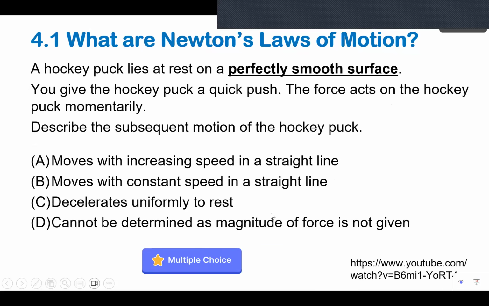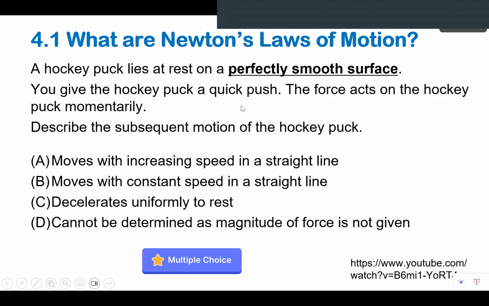Next question. A hockey puck lies at rest on a perfectly smooth surface. Perfectly smooth surface means that there is no friction at all. So you give the hockey puck a quick push. Only at the start you give it a push. So the force acting on the hockey puck is momentary, only at the instant. The push doesn't last continuously. You push it, then the force is removed. Describe the subsequent motion of the hockey puck.